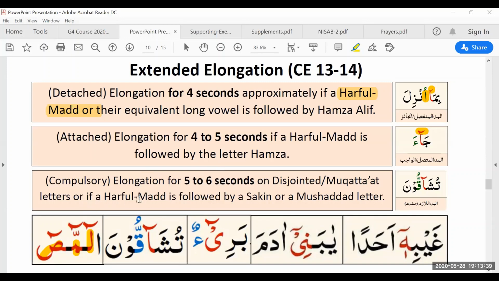Or if a harful mad is followed by a sakin or a mushaddad letter. So we can see in this other example, we have alif as harful mad, and it's followed by mushaddad qaf. So in this case, we are also going to prolong it for 5 to 6 seconds. So, tushaquna.